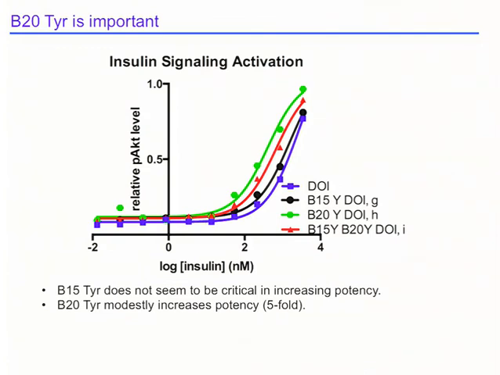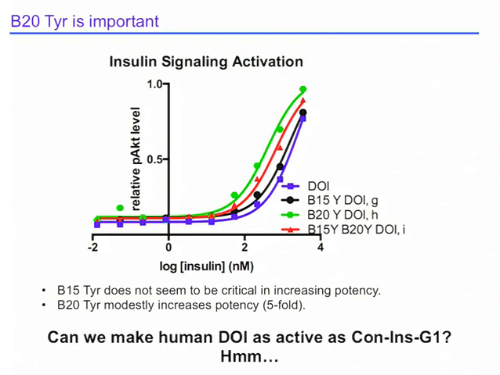And then you can see that, I would say, the effect is relatively subtle and modest, but you can see a significant increase. The B20 tyrosine is more important than the B15 tyrosine here. So basically, you can increase the effect somewhere between 5 to 10-fold. It's not perfect, but at least we are seeing something in it. To us, at that time, it was pretty exciting.